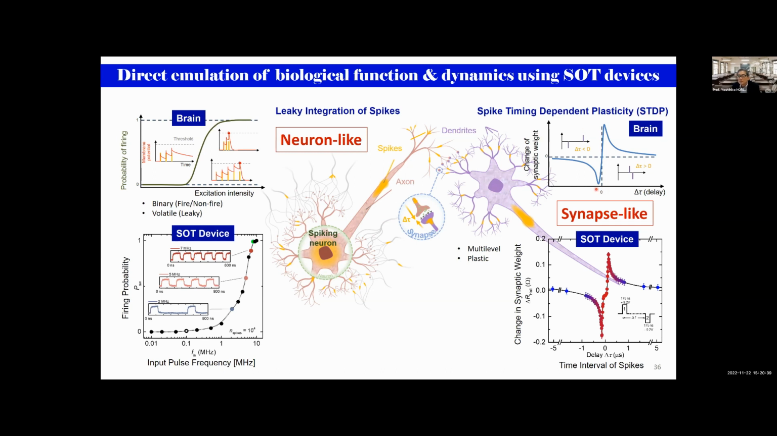This is the time difference between two pulses, input pulse and output pulse. The horizontal axis is how much the weight should be changed. If the two pulses are causal, so a pulse is inputted and outputted shortly after, then the weight change should be large. But in the reverse case, the weight should be decreased a lot. Our device shows very similar characteristics for the input of two pulses.